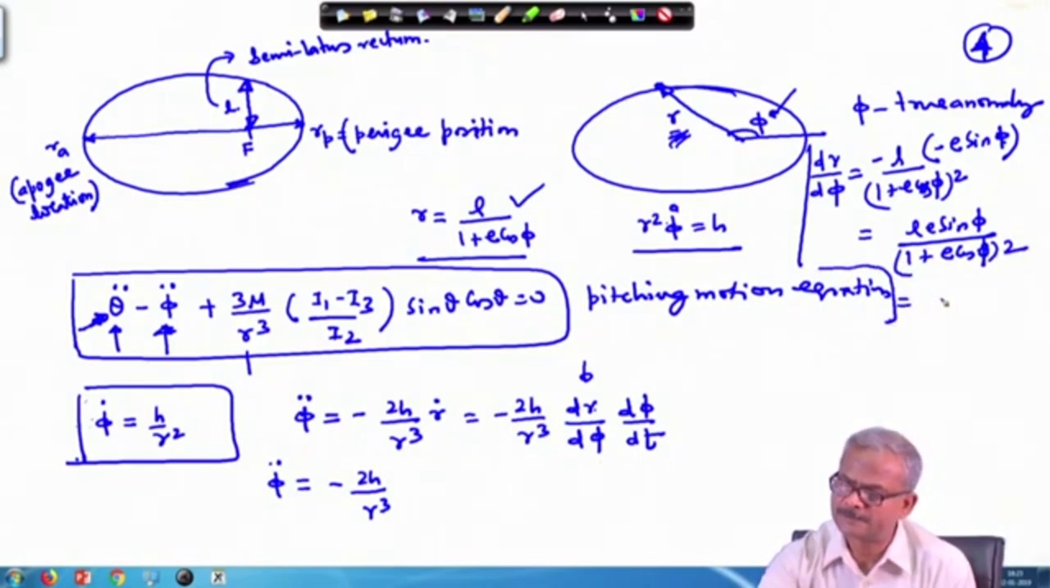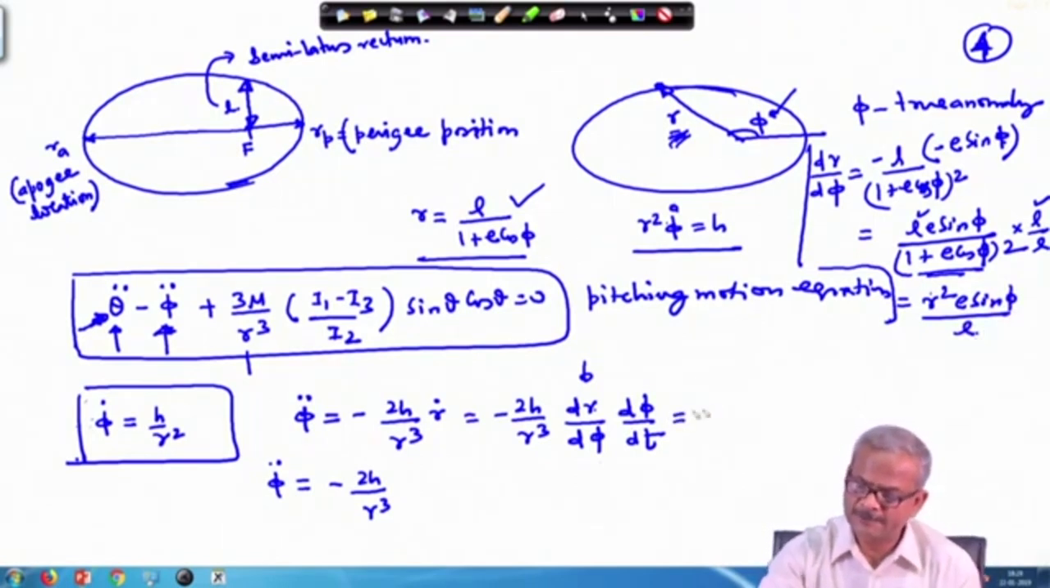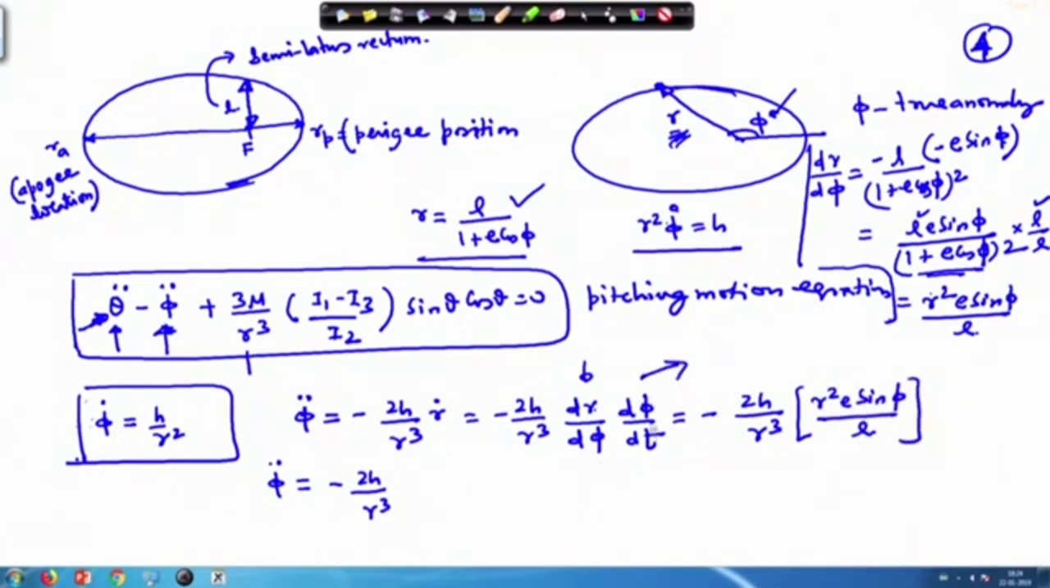And we can also summarize this by multiplying the numerator and denominator by L. So, this becomes L square in the numerator, and L square by this square term we can write as r square. And the rest is e sin phi divided by L. So, this is the quantity which enters here: 2h by r cubed, and then r square e sin phi divided by L, and this quantity is phi dot, d phi by dt. This quantity is nothing but phi dot, so we will pick it up from this place. That becomes h by r square.